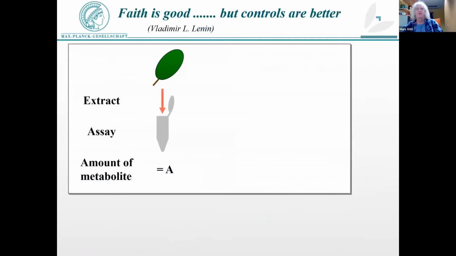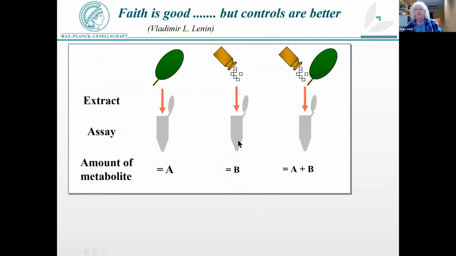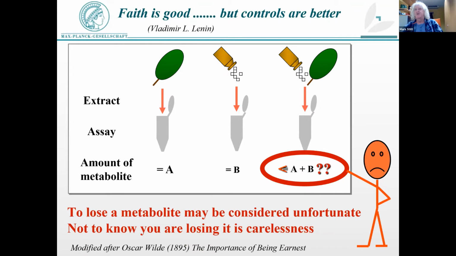There's one basic thing to do. Lenin knew this. Faith is good, but control is better. So you extract your plant material and you measure the metabolite. You also get it from Boehringer or Sigma, no advertisement, and you measure it. You then tip the same amount of pure metabolite in as you're making your extract and assay. If A and B don't add up, if you get less than you expect, you have a problem.